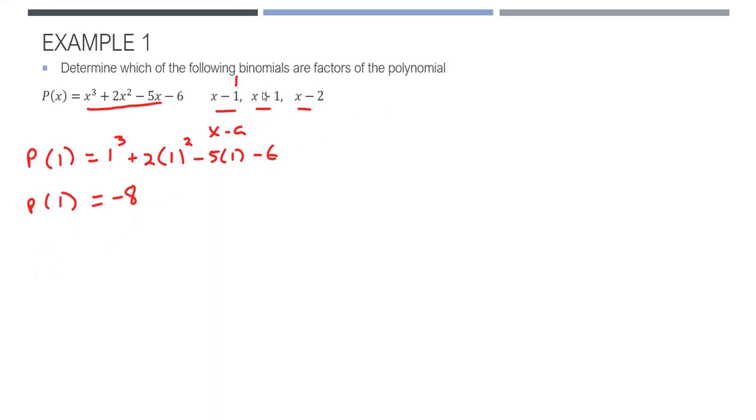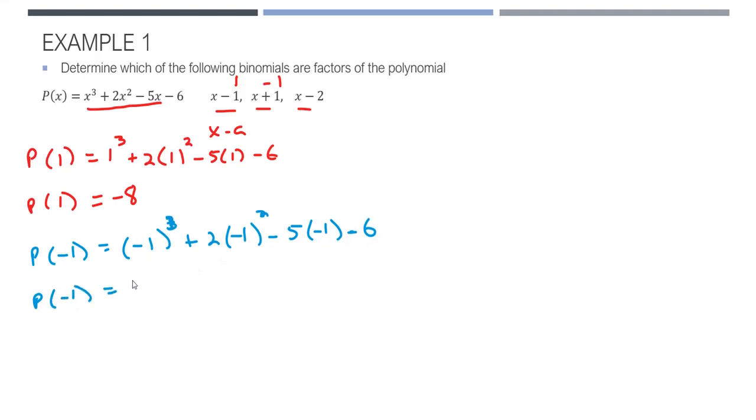So here, this is actually x minus negative 1, so we're going to substitute in p of negative 1 and see what happens. So we get negative 1 cubed plus 2 times negative 1 squared, minus 5 times negative 1 minus 6. And when we evaluate that, we get 1. So again, we have a remainder, so therefore x plus 1 is not a factor. Okay, let's look at our last one.